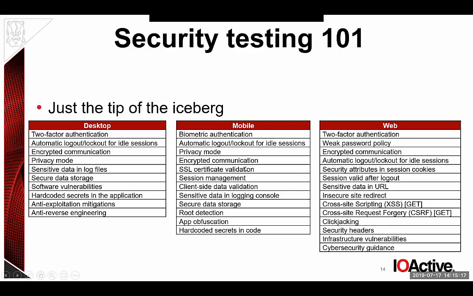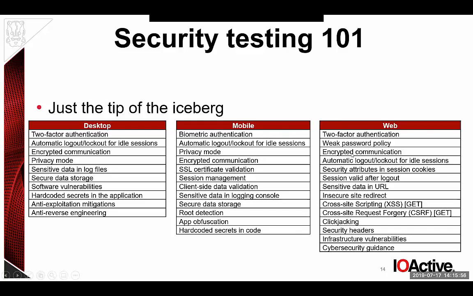From the mobile side, we have biometric auth, you know, your fingerprint or Face ID. Again, encrypted comms, certificate validation, a few session management controls, root detection, the app obfuscation. For instance, on the APKs on Android, it's a good control to have your APK obfuscated. So these deter reverse engineers, right? Also, we have hard-coded secrets in code.